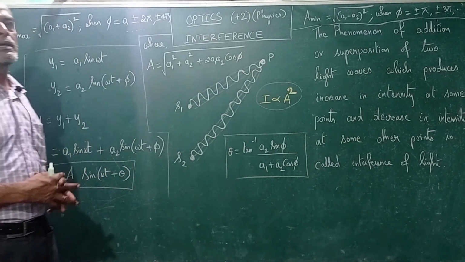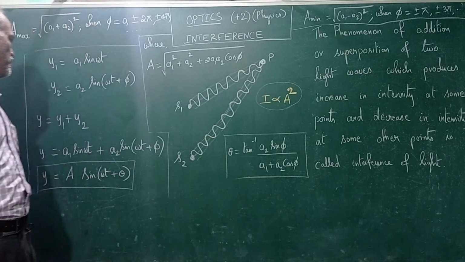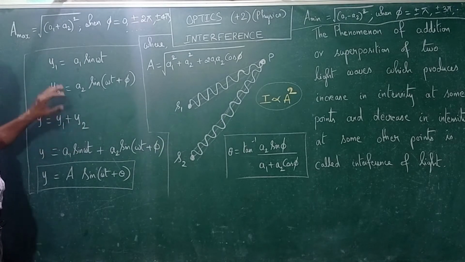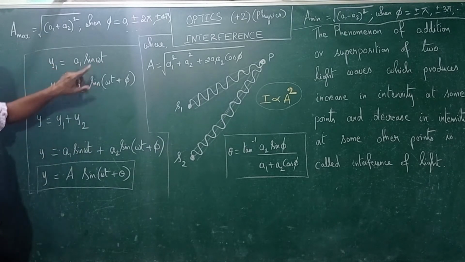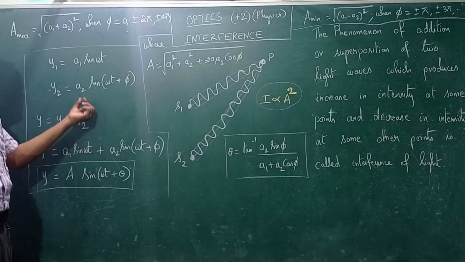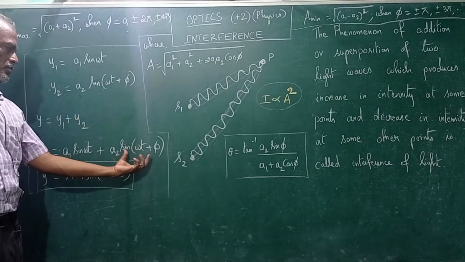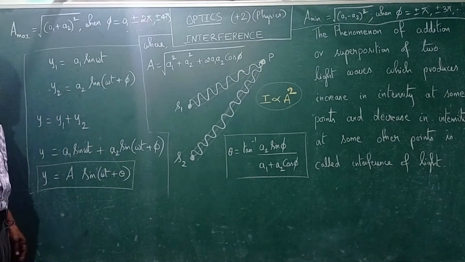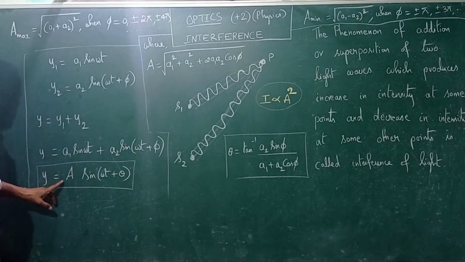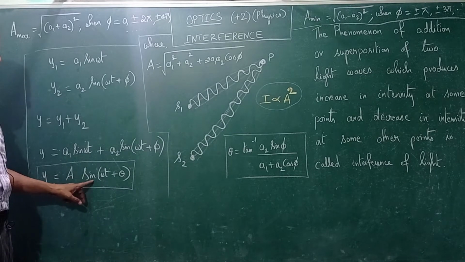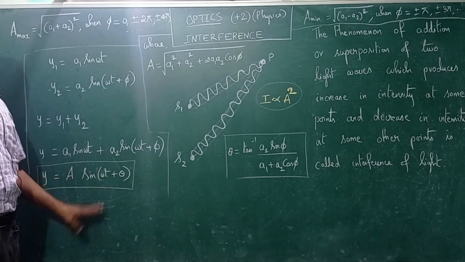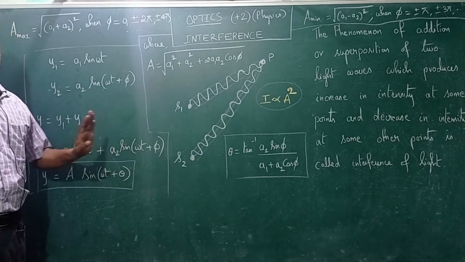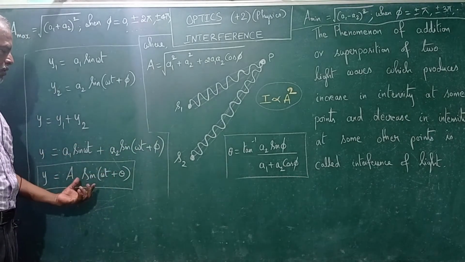So now we have to apply the superposition principle. The superposition principle is y equals y1 plus y2. So now y1 we have A1 sin omega t, you write down. y2 is A2 sin (omega t plus phi), you write it down. Now if you add these two, you will get y equals capital A sin (omega t plus theta). The proof for this I will give at the end of this derivation. I will derive and tell you how you got this.